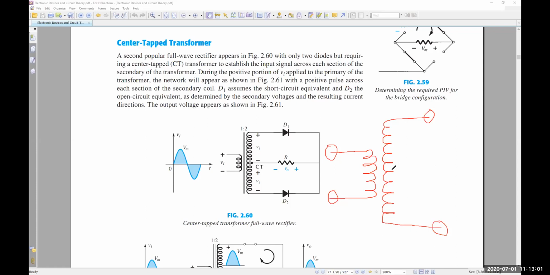Sometimes some people do this. Some people take another, that means a third cable, from the output side, from the middle. From the middle, they bring out one more cable.